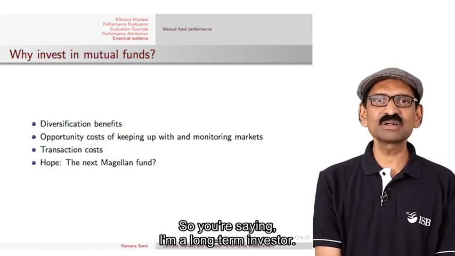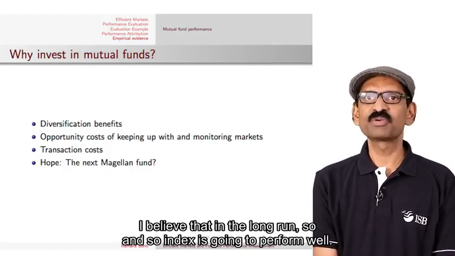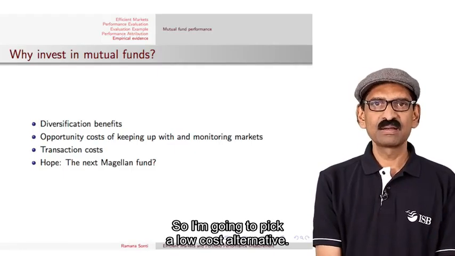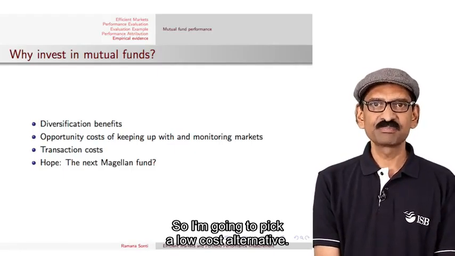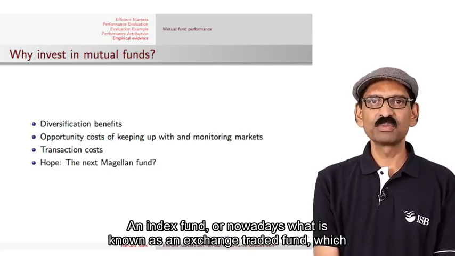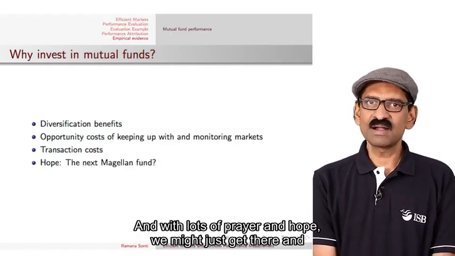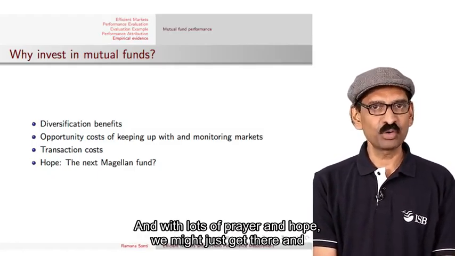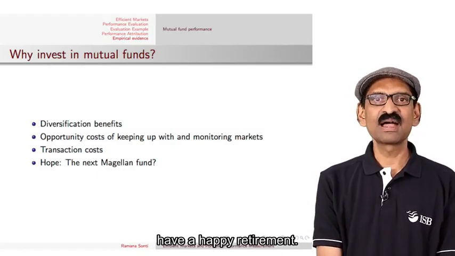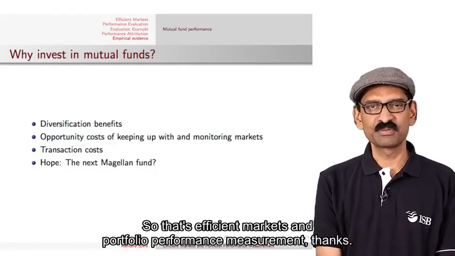So you're saying, I'm a long-term investor, I believe that in the long run, so-and-so index is going to perform well, so I'm going to pick a low-cost alternative, an index fund, or nowadays what is known as an exchange-traded fund, which has its sole objective to simply mimic the performance of this particular index, and stick all your money into that, and with lots of prayer and hope, we might just get there and have a happy retirement. So that's efficient markets and portfolio performance measurement.